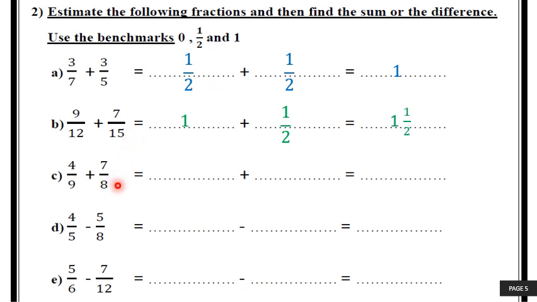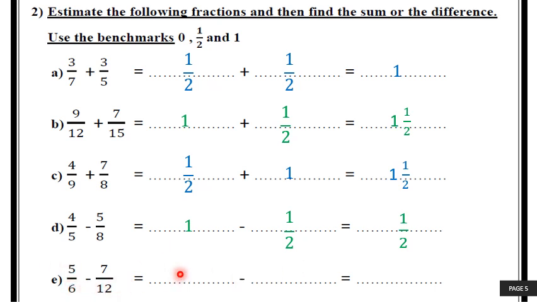4/9 plus 7/8. 4/9 is close to half. And 7/8 is nearest or close to 1. So half plus 1 equals 1.5. 4/5 minus 5/8. 4/5 is close to 1. And 5/8, what is the half of 8? 4. So 5/8 is nearest to half. So 1 minus half equals half.